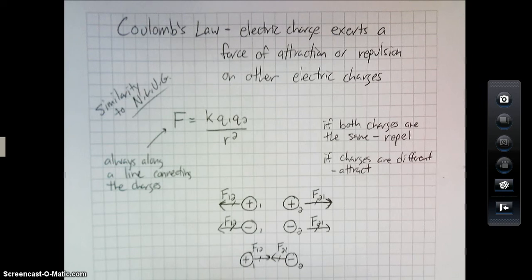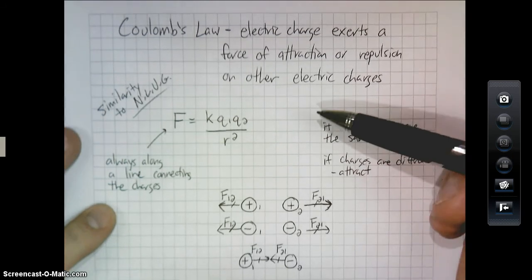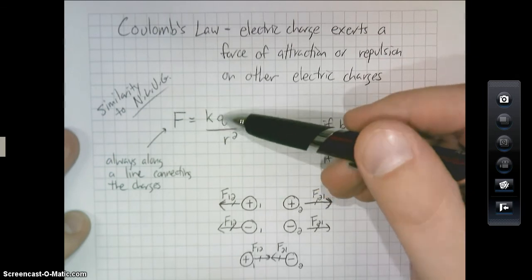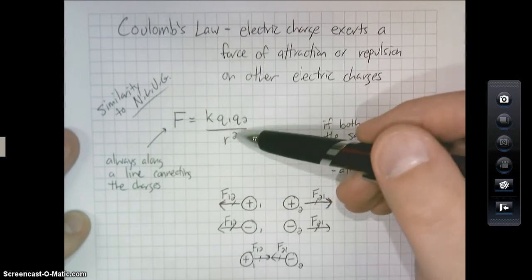All right, this is all about Coulomb's law. Coulomb's law states that an electrical charge exerts a force of attraction or repulsion on other electric charges. Now, I want to point out, and I've got the formula right here, it says F is equal to k Q1 Q2 over r squared.